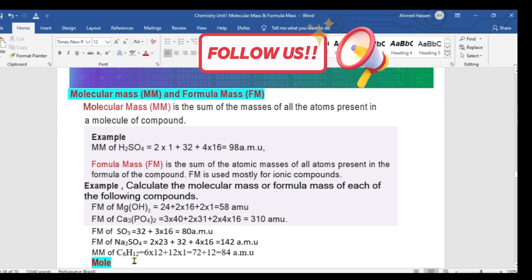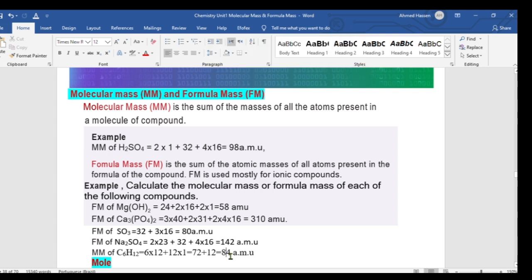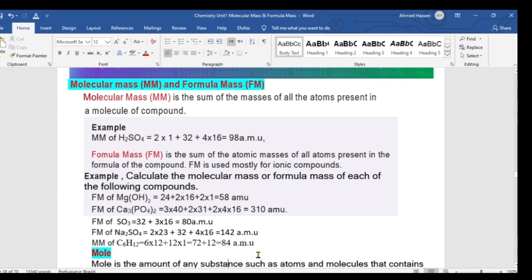For the molecular mass of hexene, a hydrocarbon compound molecule, it is 6 times 12 for carbon, and for hydrogen, atomic mass 1 multiplied by 12 is equal to 12. 12 plus 72 is equal to 84 atomic mass units. This atomic mass unit can be represented by gram per mole.